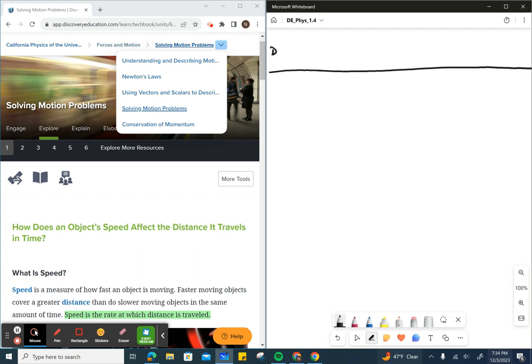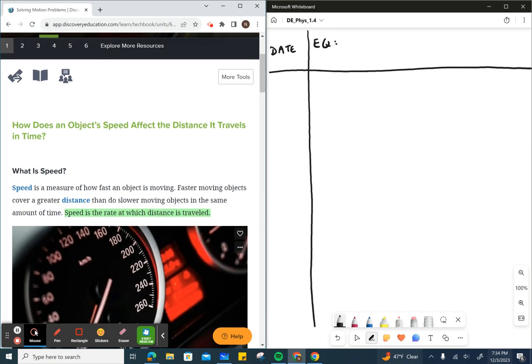Make sure you put the date. And as always, setting up our notes here using the Cornell note template. Our essential question is going to be in green here. There's 6 explore pages. We're on the first one. How does an object's speed affect the distance it travels in time?